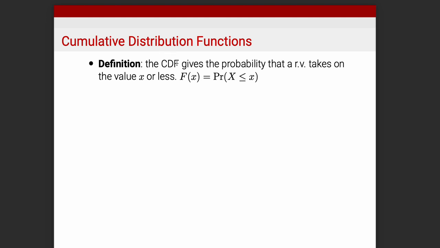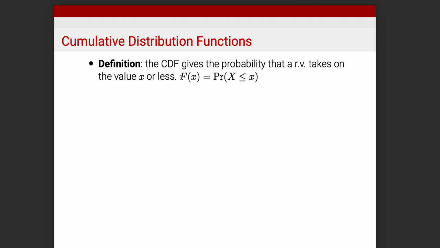But the basic idea is that the CDF is going to give the probability that a random variable takes on a value of X or less. And this is just a notation. You'll often see CDFs written with the notation F. I know there's a lot of notation for this, so bear with me. You'll get to know it as we go through this course.